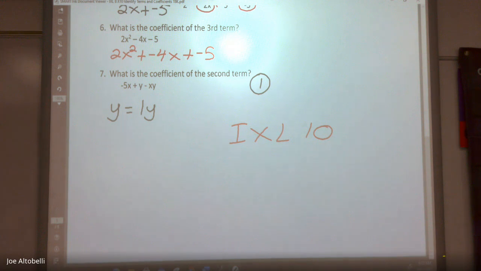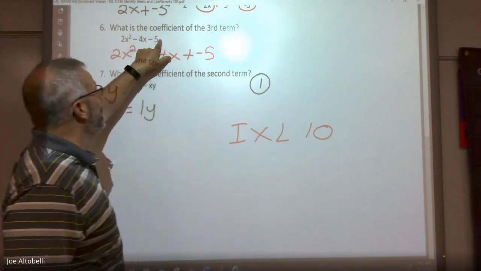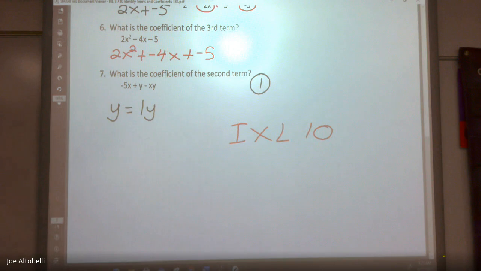If somebody comes across a question like this, where it's asking for a coefficient of a non-variable term, I'd appreciate it if you raise your hand so I can see the question to see if this is a typo or if it is legitimate.